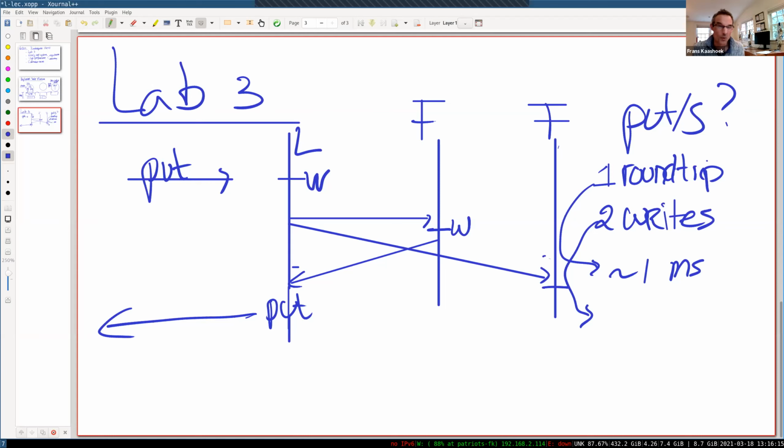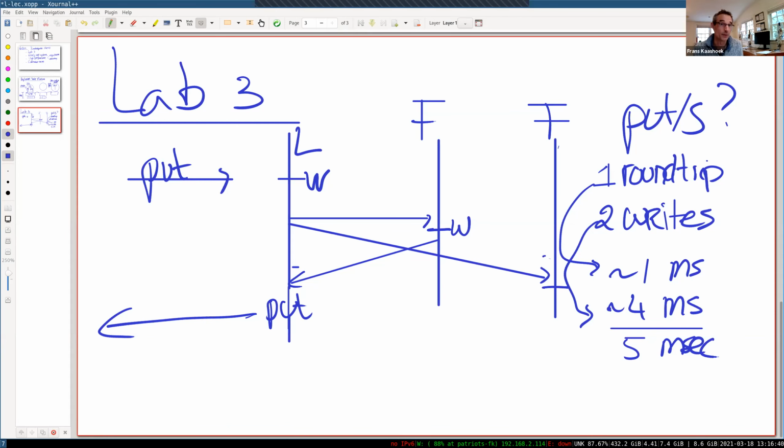Presumably one write is on the order of maybe 2 milliseconds. We really have to make sure that the write ends up in the SSD, so it probably has to be a synchronous write. That means 2 milliseconds for one write, so two writes would be roughly 4 milliseconds. So we add it up, that's going to be 5 milliseconds.